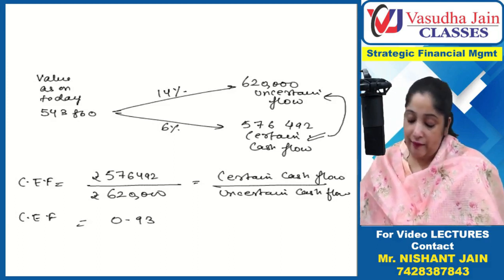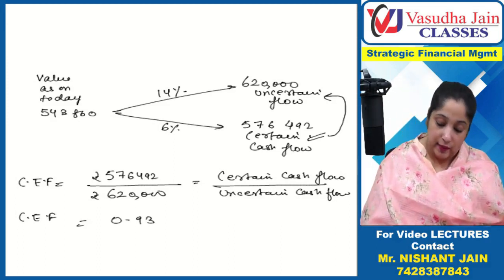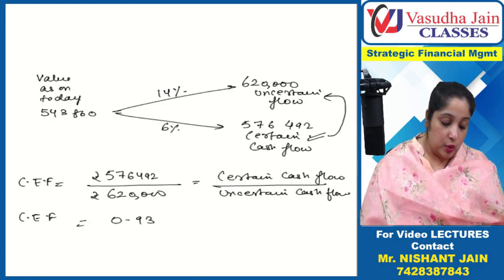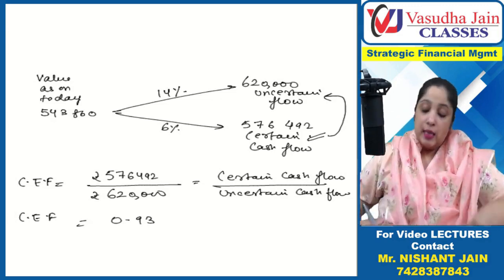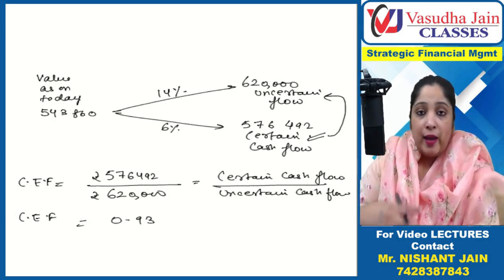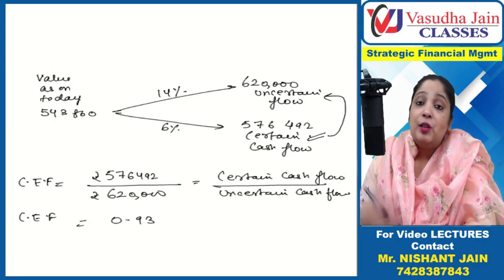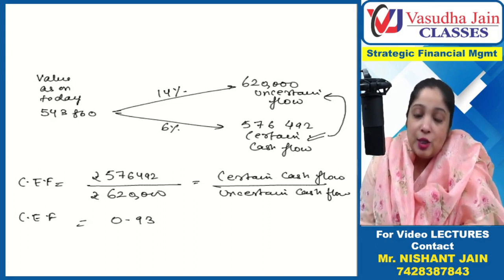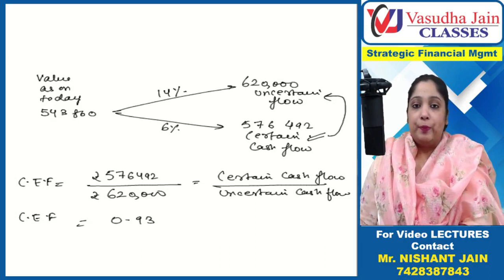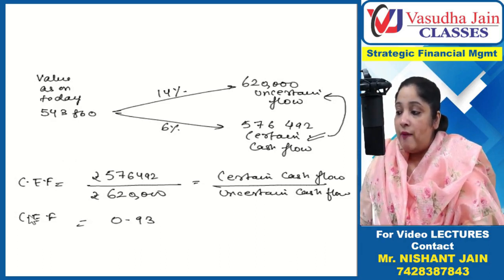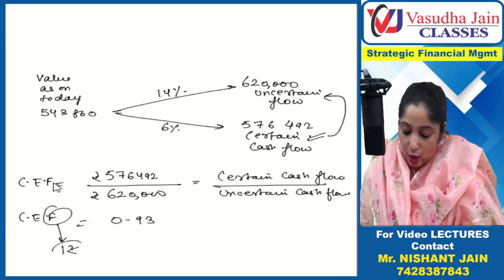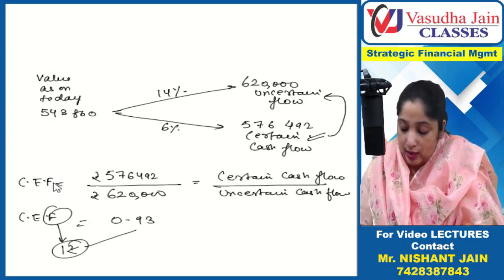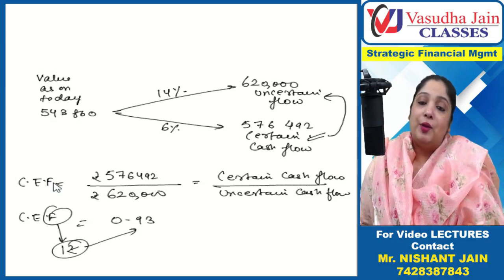If you divide 5,76,492 by 6,20,000, you get 0.929, that is 0.93 approximately. That is, out of every uncertain cash flow, 93% is certain that you will get. Okay. Now, we have understood what the certainty equivalent factor is. Factor always means 1 rupee. So on 1 rupee, you are certain you are going to get 0.93.